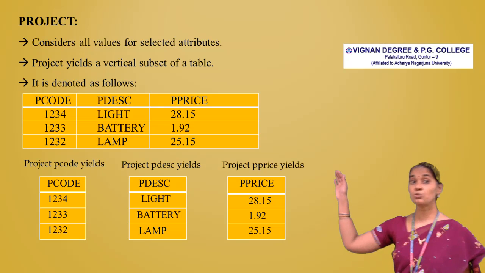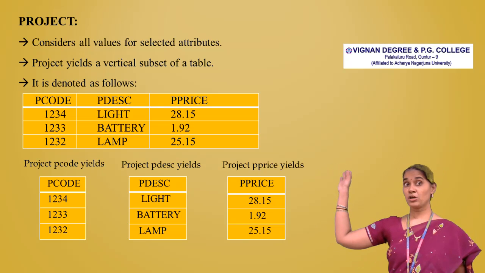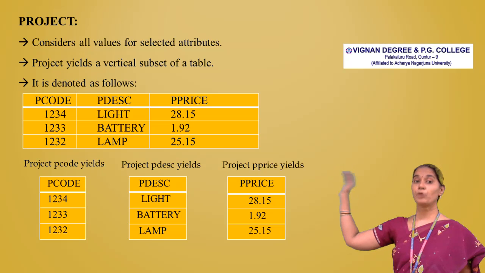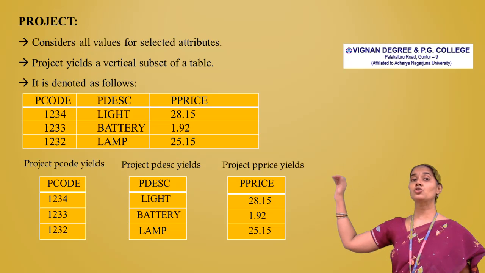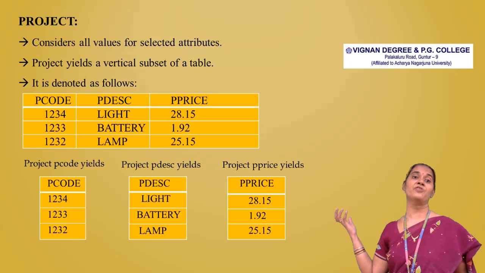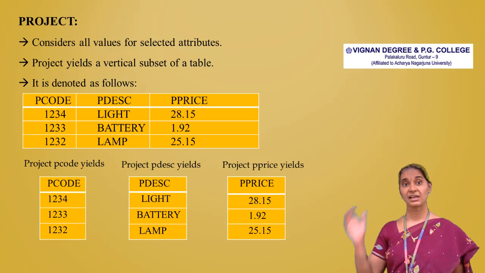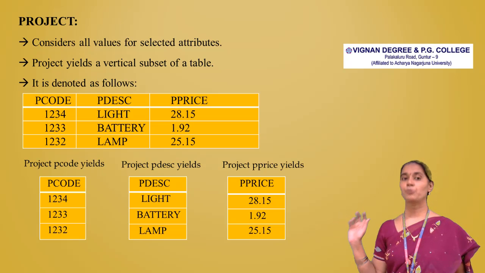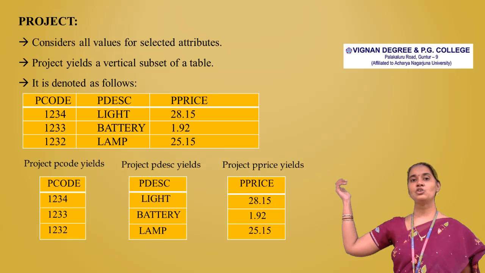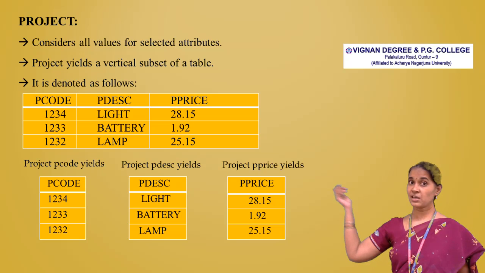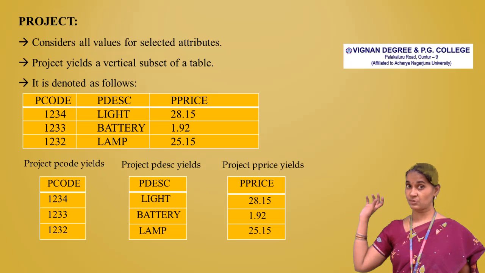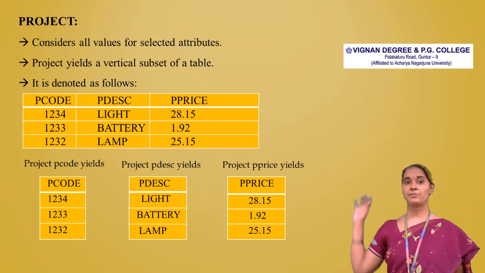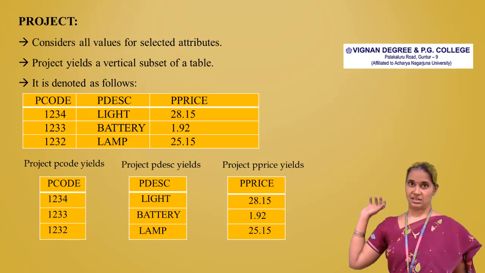After that, the next one is project. This is also one more important operation of the relational set operators. It is only used to display some particular column information. If we want to retrieve only one particular column, I can get it with the project command. It considers all the values from the selected attribute and displays all the values present in it.